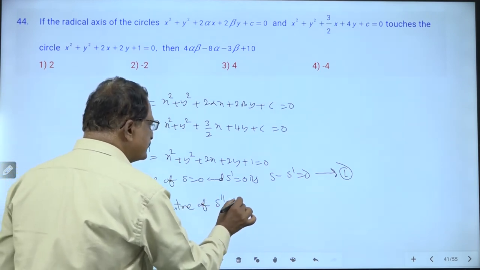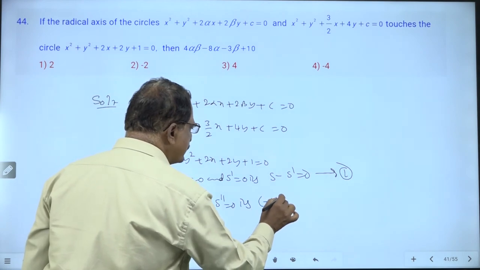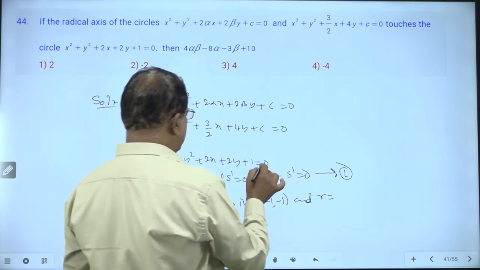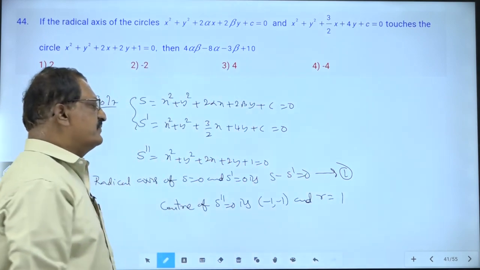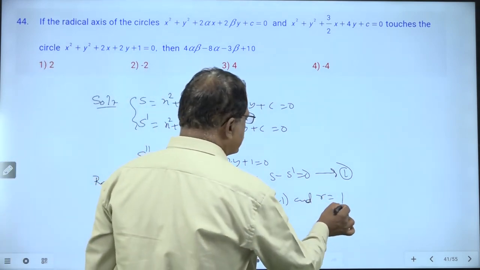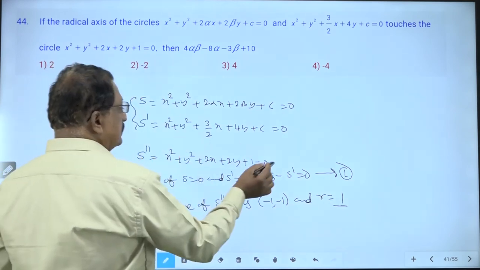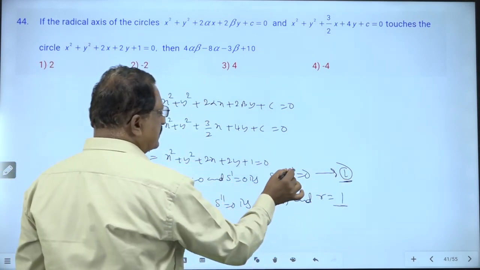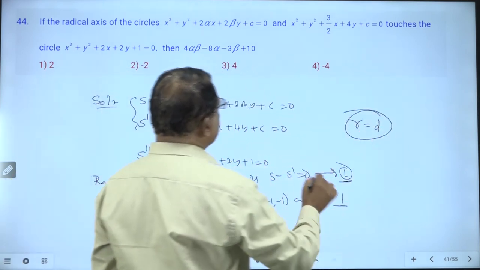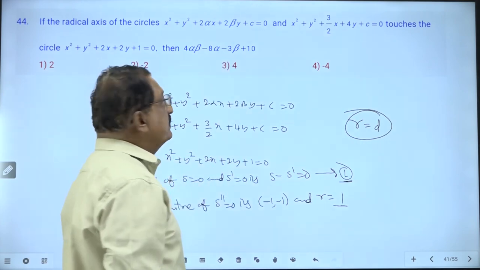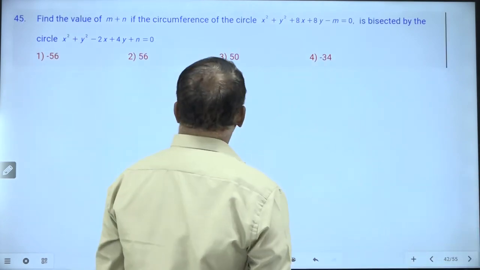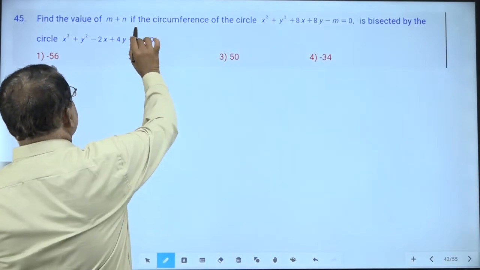Center of S double dash equals 0 is minus 1 comma minus 1, and its radius r equals, how much? Square root of g square plus f square minus c. Apply, we get r equals 1. Now the radical axis is a straight line touching the circle, then what is the condition? Use r equals d, we get the relation between alpha and beta.